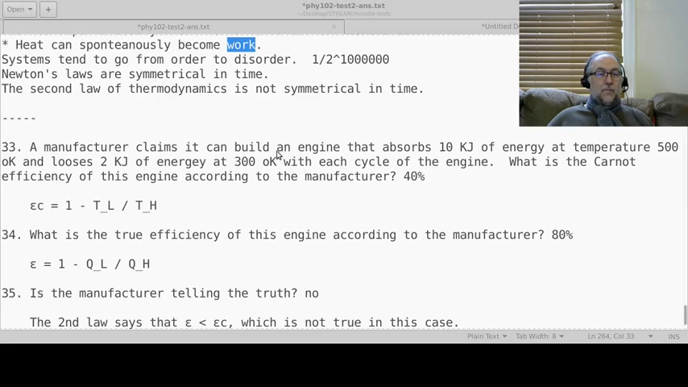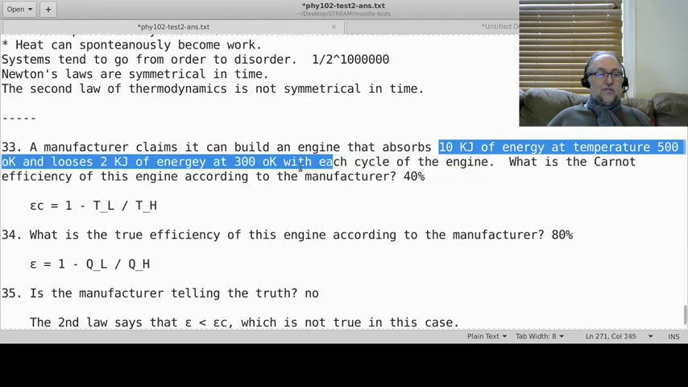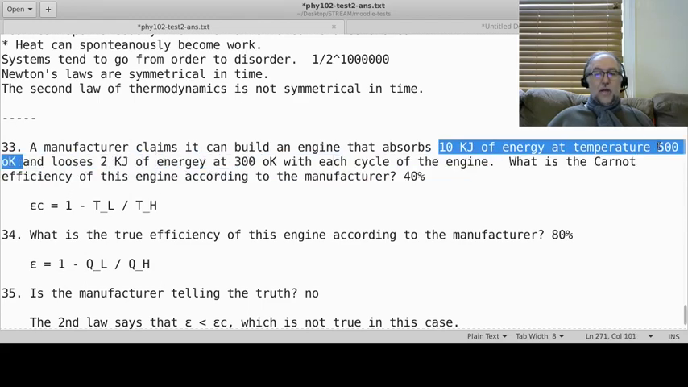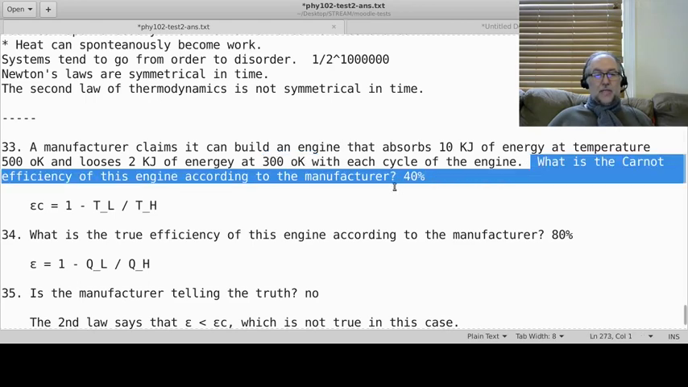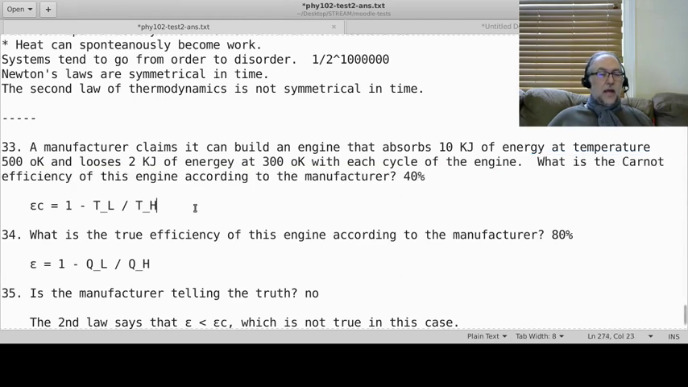All right, so we have here a manufacturer that claims that they can build an engine which absorbs 10 kilojoules of energy from a source which is at 500 degrees Kelvin, and it loses only 2 kilojoules to 300 degrees Kelvin, okay, with each cycle of the engine. So the first question I ask is, what is the Carnot efficiency? Okay, and the answer is 40%. How do you get that?